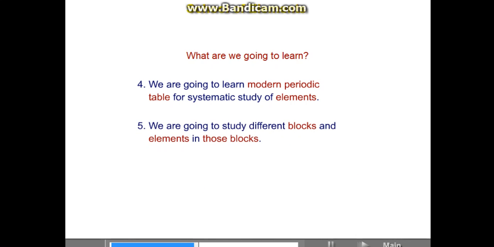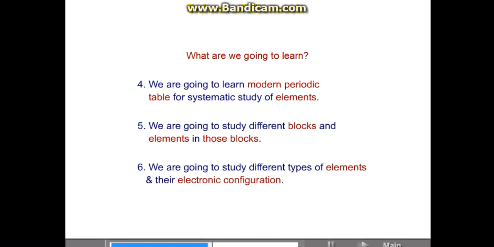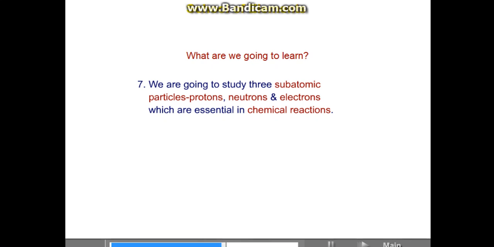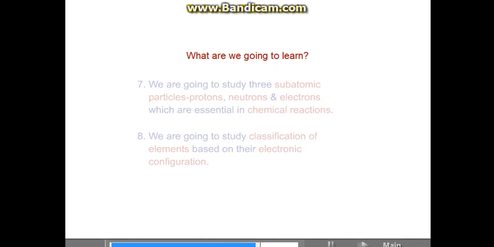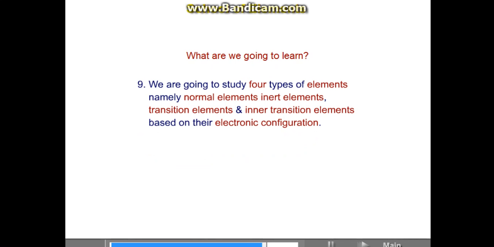We are going to study different blocks and elements in those blocks. We are going to study different types of elements and their electronic configuration. We are going to study 3 subatomic particles, protons, neutrons, and electrons, which are essential in chemical reactions. We are going to study classification of elements based on their electronic configuration. We are going to study 4 types of elements, namely normal elements, inert elements, transition elements, and inert transition elements based on their electronic configuration.